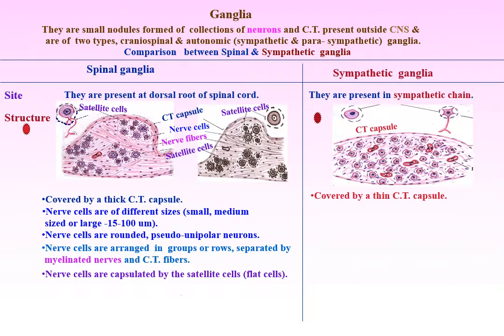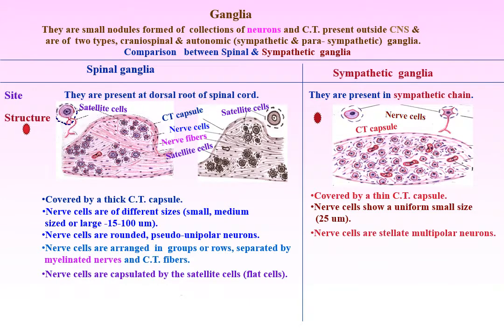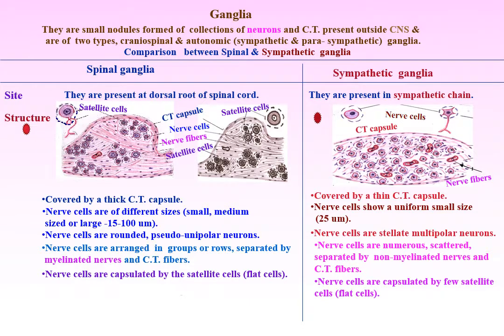Sympathetic ganglia are covered by thin connective tissue capsule. Nerve cells of sympathetic ganglia show a uniform size, maybe about 25 micron. Nerve cells are stellate multipolar neurons. They are numerous, scattered in the ganglia, and are separated by non-myelinated nerve fibers. Nerve cells of sympathetic ganglia are surrounded by few satellite cells or flat cells.